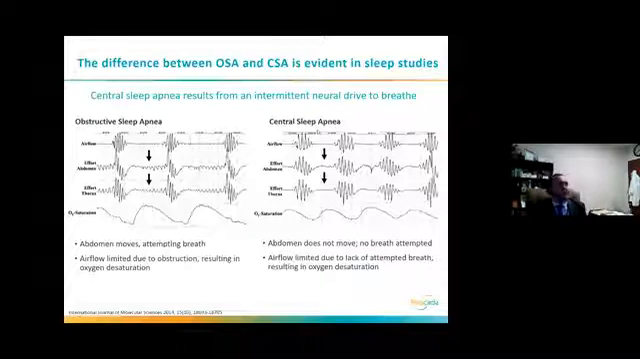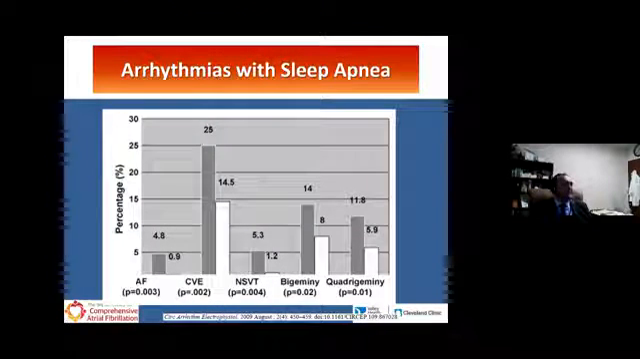On the other hand, central sleep apnea is an interesting phenomenon where the brain does not give an impulse for the breathing muscle, the diaphragm, to contract, and you don't see any movements of the diaphragm or the abdomen, and no breath attempted. The arrhythmias usually related to sleep apnea are multiple, including atrial fibrillation, non-sustained ventricular tachycardia, and extra beats from the lower chamber.